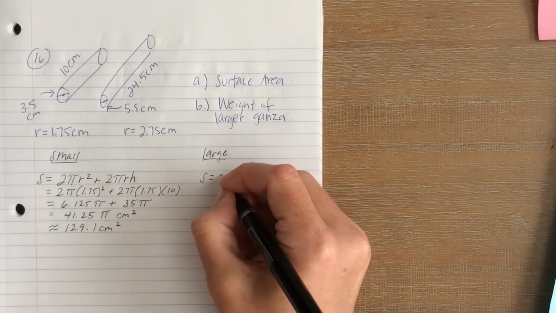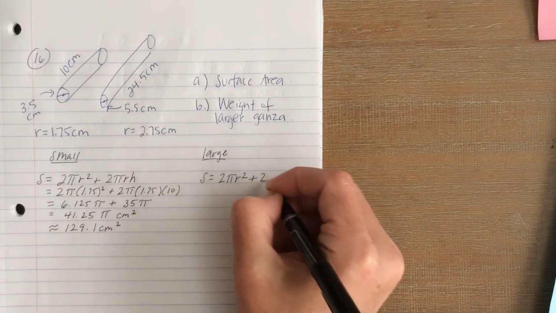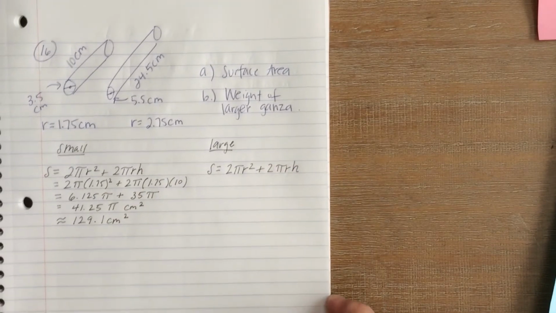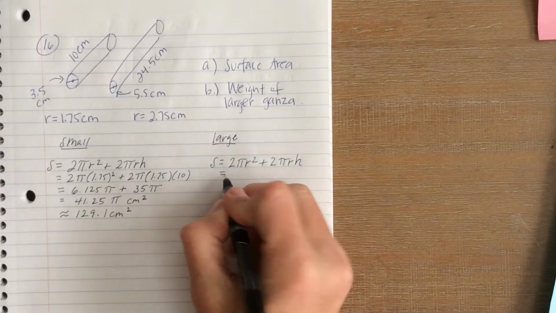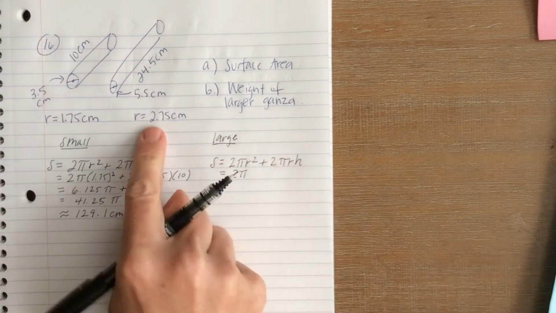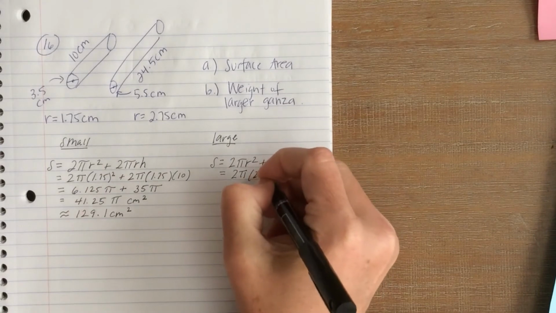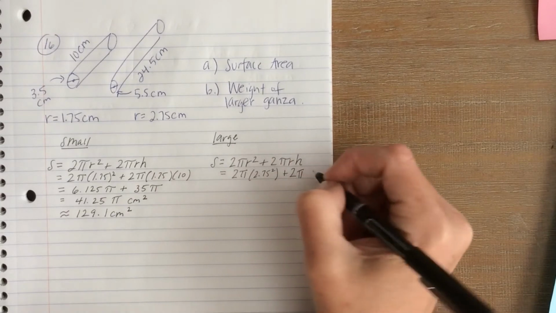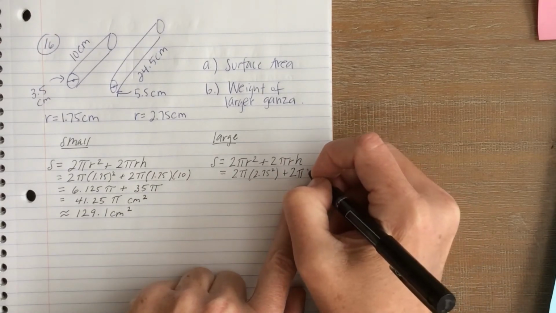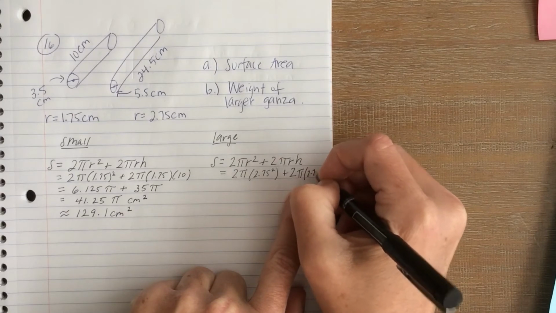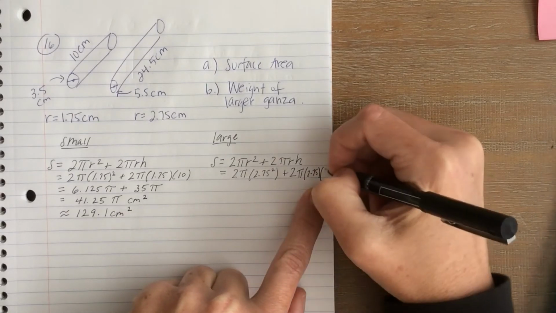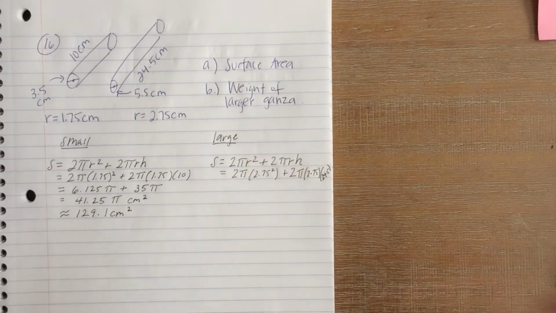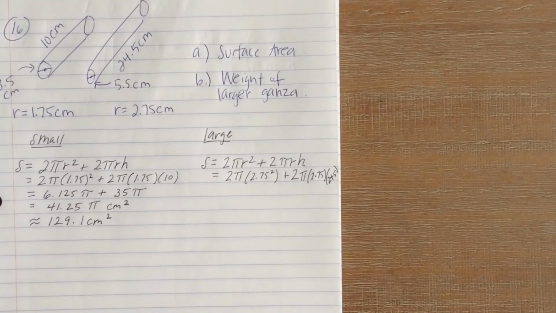Again, surface area equals 2 pi r squared plus 2 pi r h. Make sure you can see okay. That's equal to 2 times pi, radius is 2.75, so 2.75 squared, plus 2 times pi times 2.75, times the height, which is 24.5. I'm going to have to squeeze this all in here. Sorry, I hope that works for you guys. I know it's a little messy.